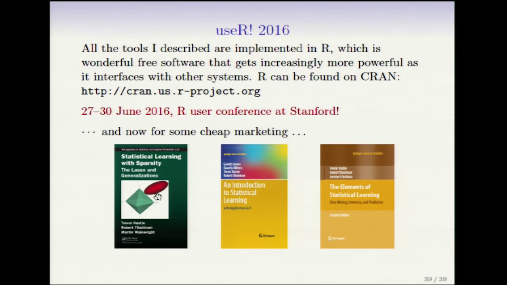This is a new book. It came out this year. It's called Statistical Learning with Sparsity, the Lasso and Generalizations. It's me, Rob, and Martin Wainwright, our colleague at Berkeley, came out in May. In January, the PDF for this book will be free on the web as well.